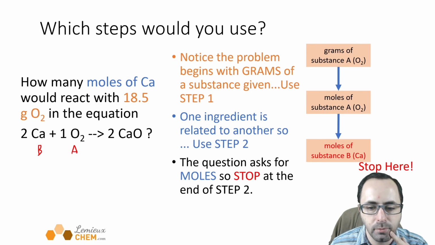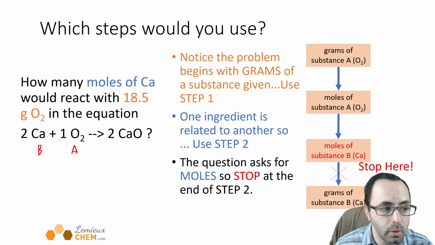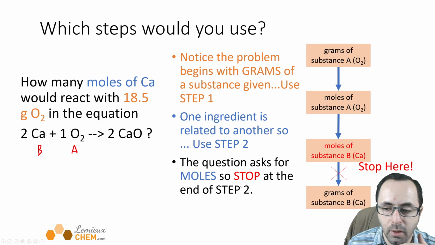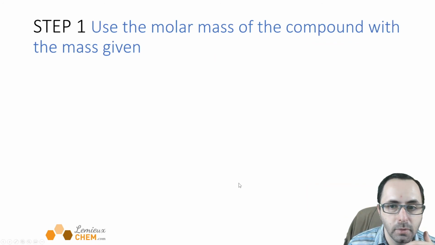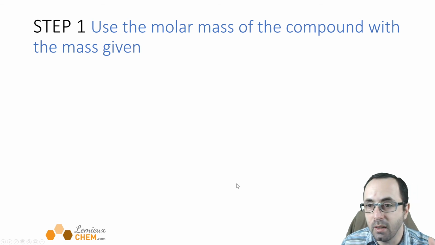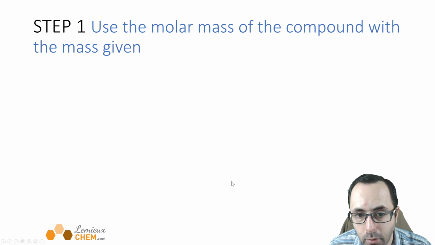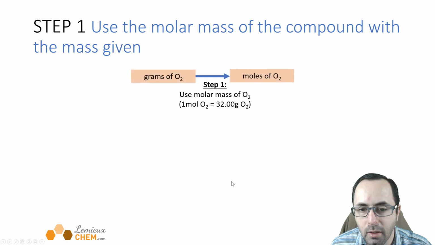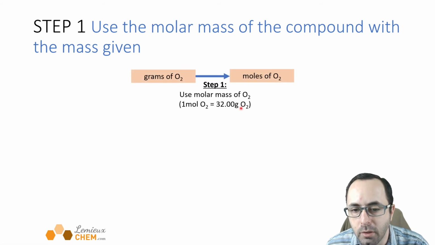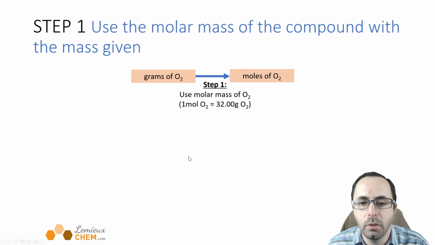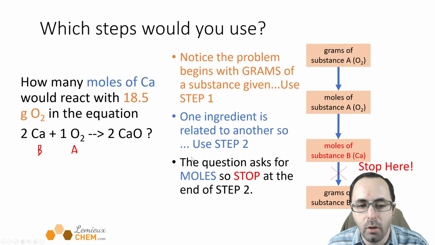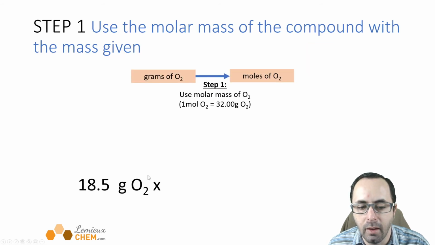Stop here. Let's do this problem now. We're not going to get grams of substance B. We don't need it. So first, we need to use the molar mass of the O2. We already figured it out earlier. 1 mole of O2 is 32 grams of O2. So we're going to go from grams of O2 to moles of O2. And if we look back, we were given 18.5 grams of O2. So I'm going to write that here, 18.5 grams of O2.